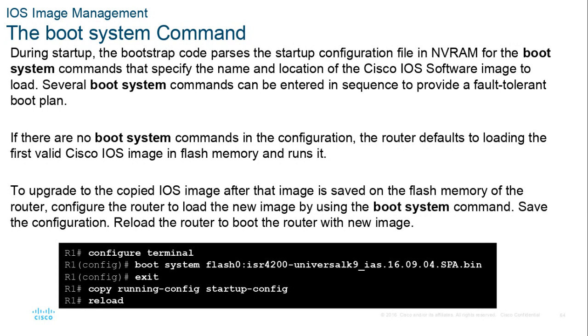So if there is a boot system command, in this case, we've configured in configuration mode, boot system flash, boot this iOS. And then we have another one that's version 15 instead of version 16. And we're checking version 16 because it's got some new features we need to test out. Once I save this configuration and tell the router to reload, using the reload command, it'll boot using the one I specified.